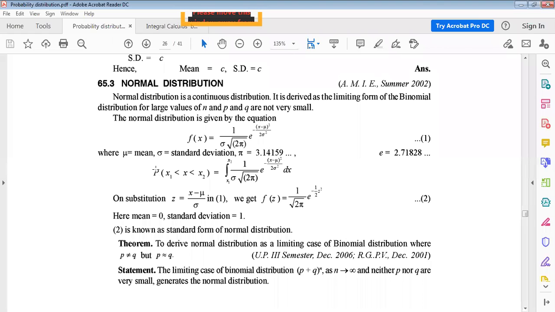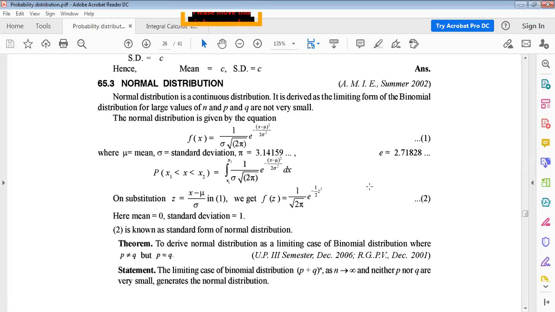3.14159. And for any probability density function, if x lies between x1 and x2, the probability can be written as the integration of this. This is also the probability density function when limits are given. And z equals (x minus mu) by sigma, remember it. Then we can write f(z) equals this, just putting z equals (x minus mu) by sigma. On substituting z, we get another form. This is the standard normal distribution in the z form. Here the mean equals 0 and the standard deviation is 1.